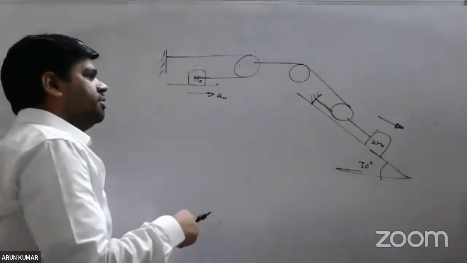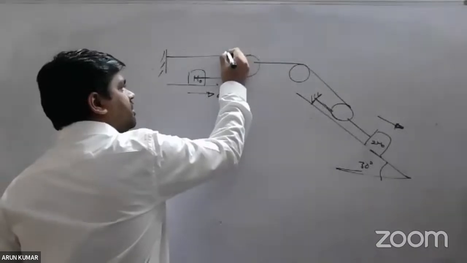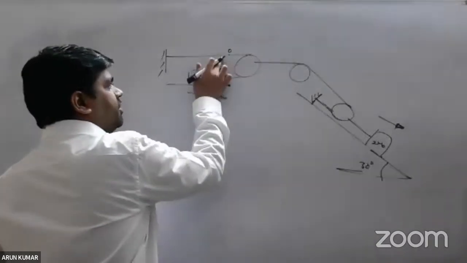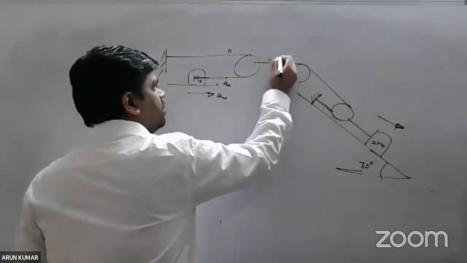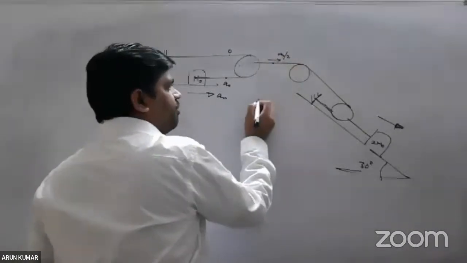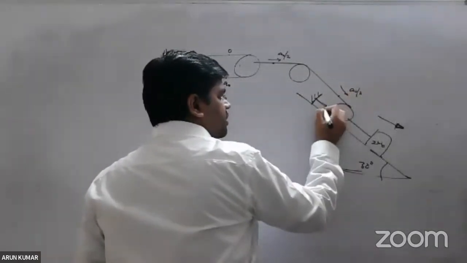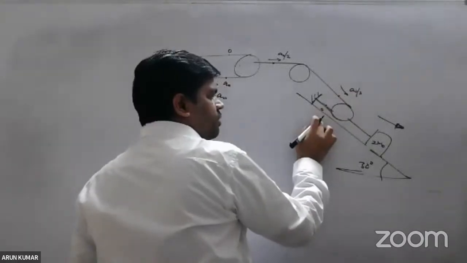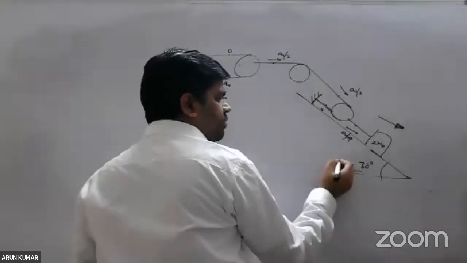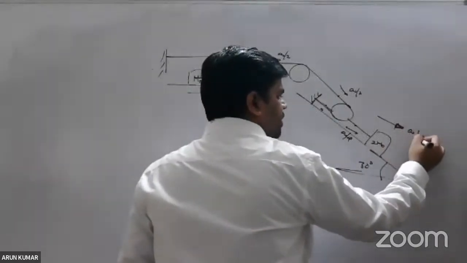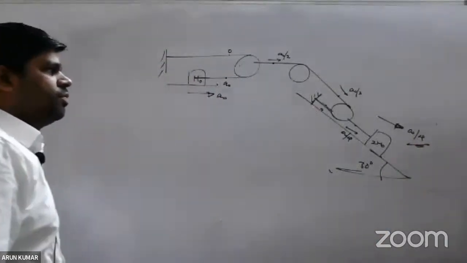Okay, I'll prove it to you. Let's prove 3a naught. This is a naught. This is 0. A naught plus 0 by 2, so this is a naught by 2. If this is a naught by 2, this is 0. A naught by 2 plus 0 by 2, which is a naught by 4. So I'm getting a naught by 4. I'm not getting 3a naught. What wrong am I doing?